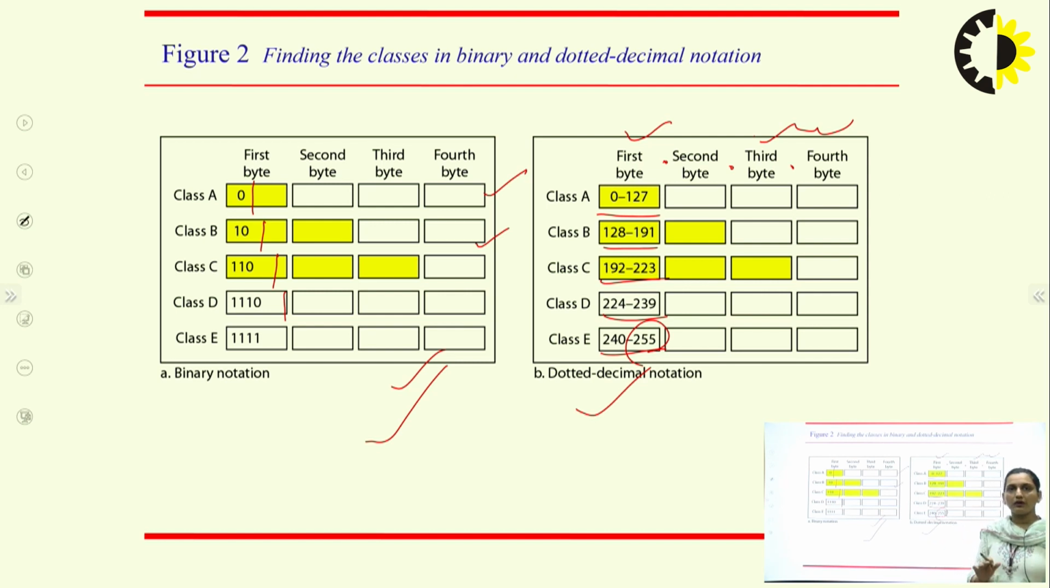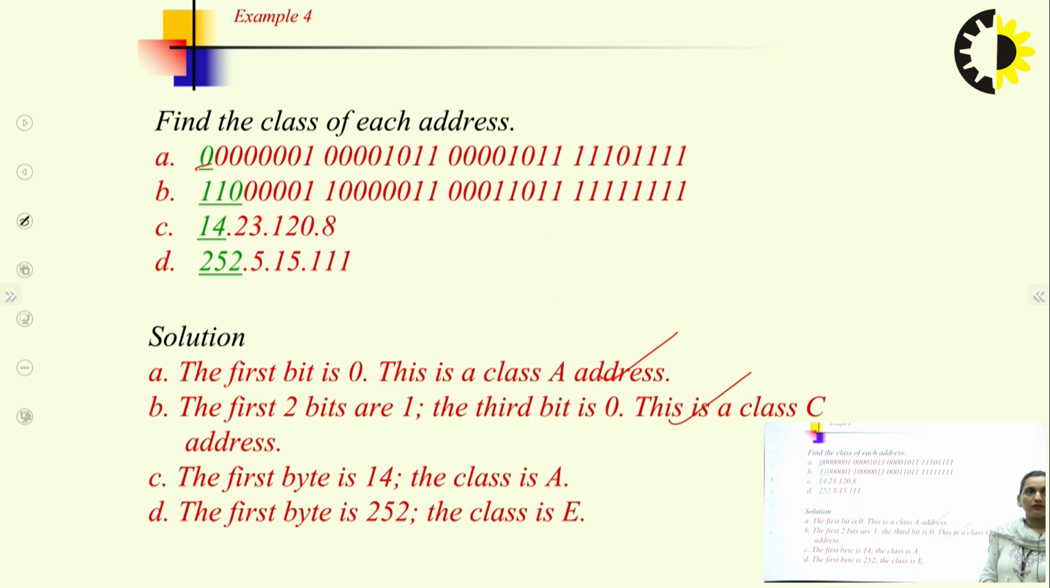So you have to remember this, and then you will be able to answer questions like which class an address belongs to. Take 14: is it in class A? Yes, because in our decimal notation, it is class A. And this is 252. Which class is 252 in? Class E.